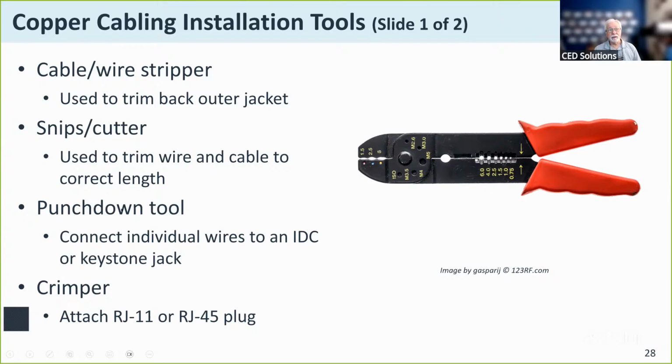I talked about the punch down tool, punching down the wires into the connectors on the back of a switch device. This is your stripper, your snipper, your wire crimper, all in one.